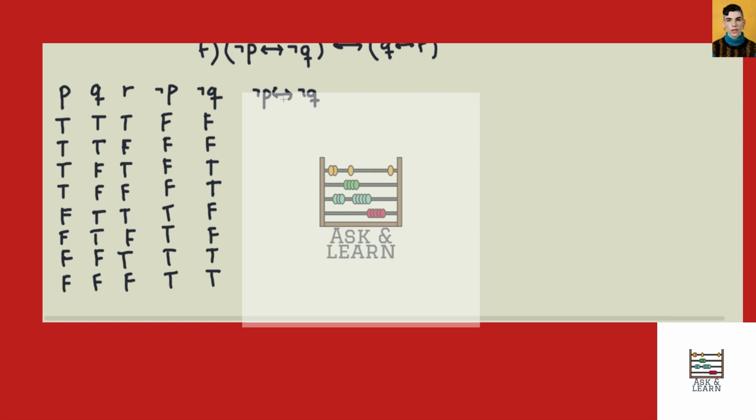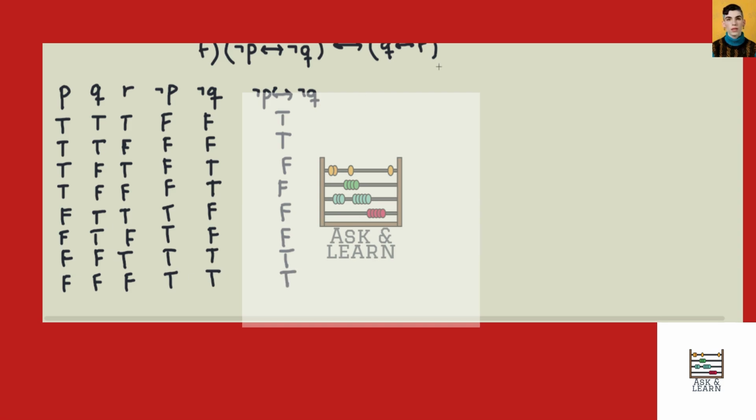So again, the biconditional statement means that both truth values of each proposition need to be the same in order to make it true. If they are different, it'll be false. So we're looking at the fourth and the fifth columns for this compound proposition. False, false is true. False, false is true. False, true is false. False, true is false. True, false is false. True, false is false. True, true is true. True, true is true.